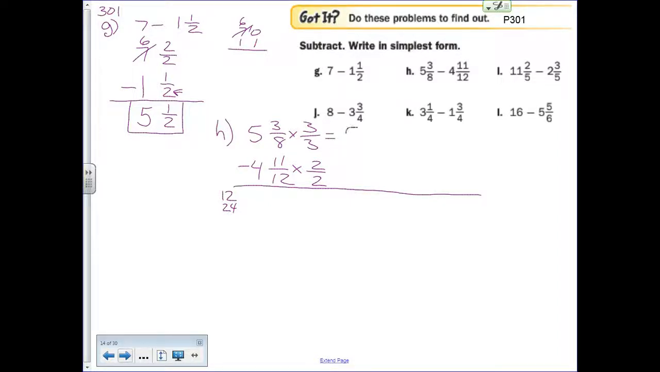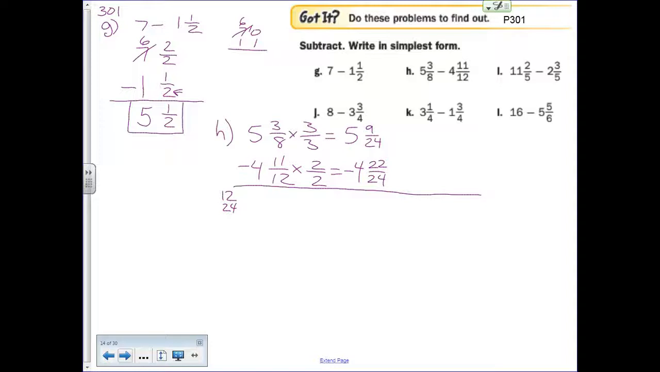So I get 5 and 9/24ths. I actually got to multiply 8 times 3. And I get negative 4 and 22/24ths. And I look at that and go, okay, well, that was hard work. But yet I'm still not done.